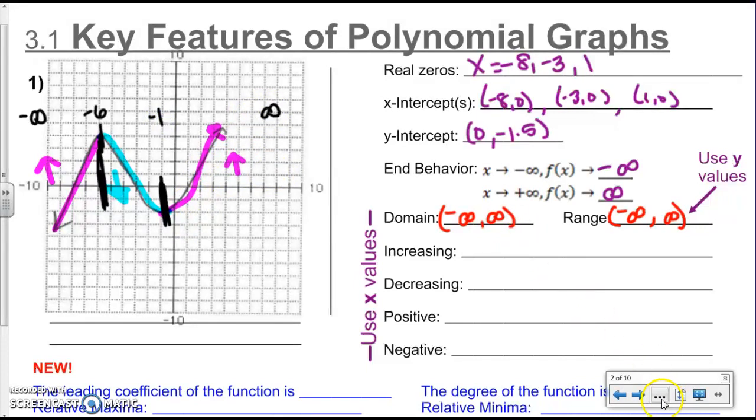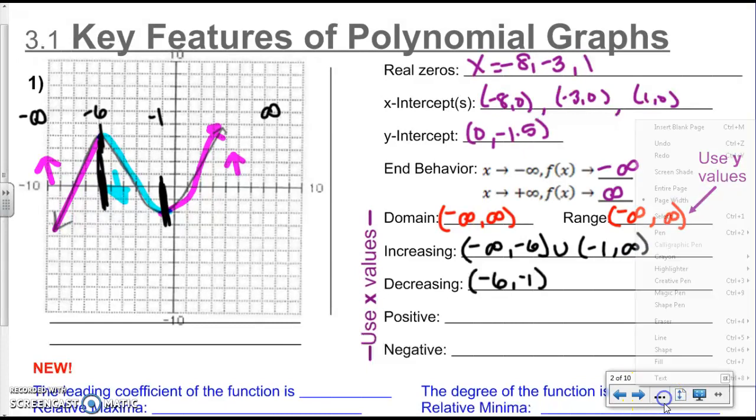So it's really easy to kind of show, if I look between these two numbers here, my arrow is pointing up. So I know that I am increasing from -infinity to -6. If I look between these two numbers here, my arrow is pointing down. So from -6 to -1, my graph is decreasing. And then after my -1, my arrow is pointing up again. So from -1 to infinity, my graph is also increasing.